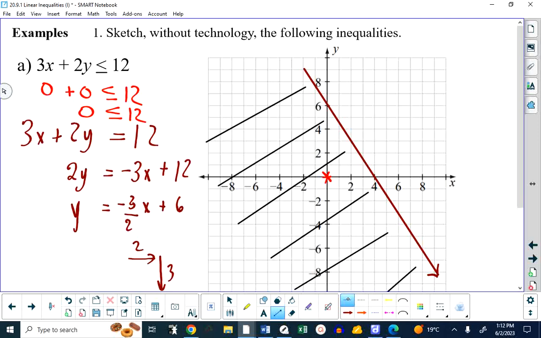If, when we put in 0, 0, we get a false statement, then we don't shade that, we shade the other side. Now there is a way to tell that it's shaded below that I'll get to in a bit without using a test point. Any questions with 1? This is really simple stuff. You have to be able to graph a linear function.